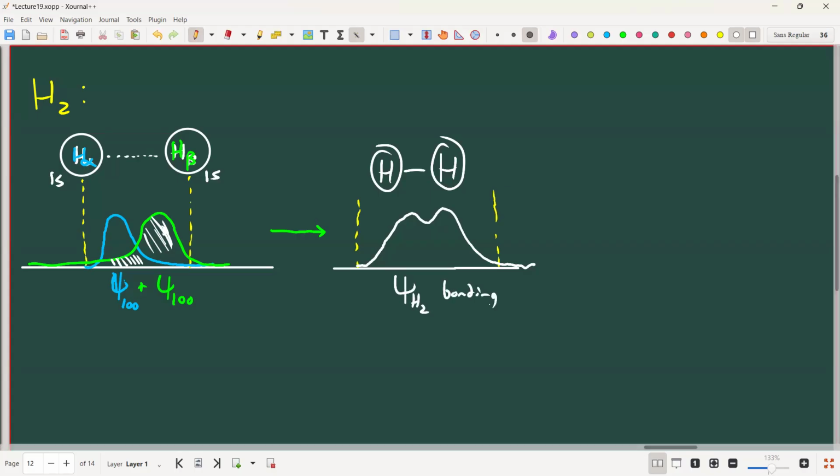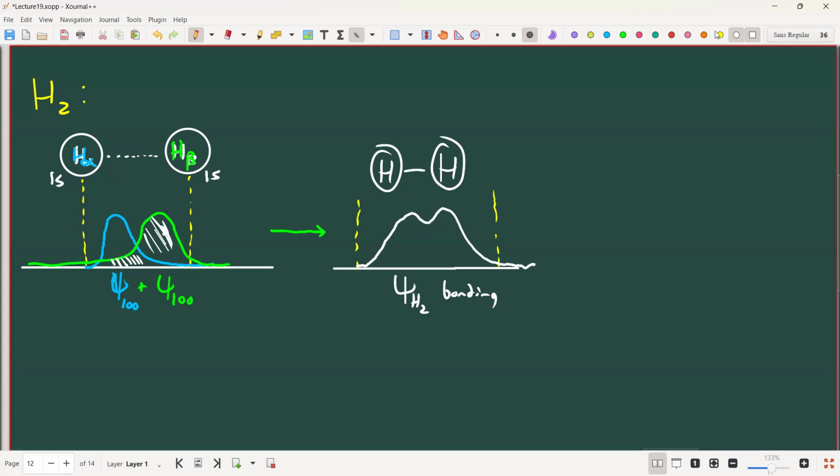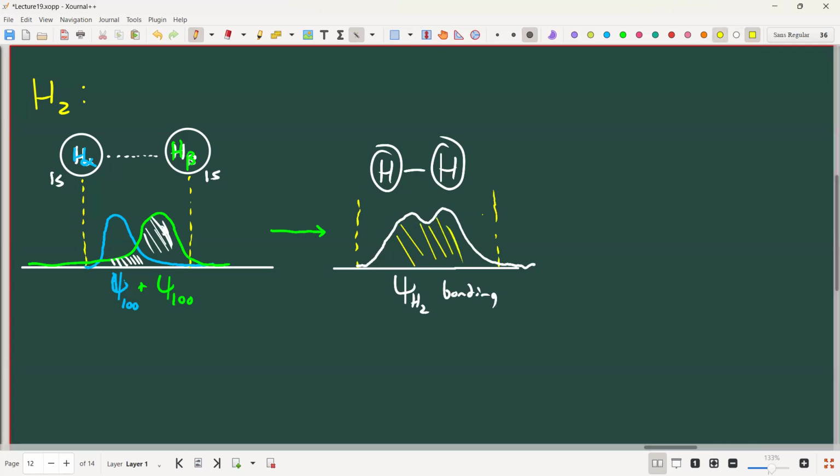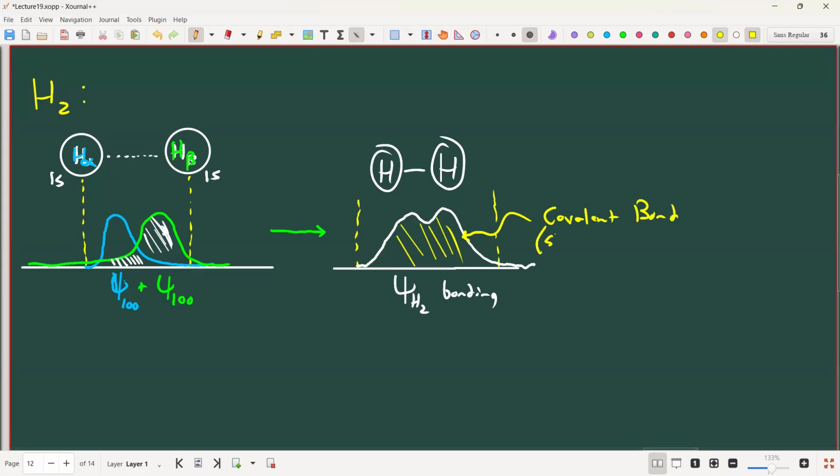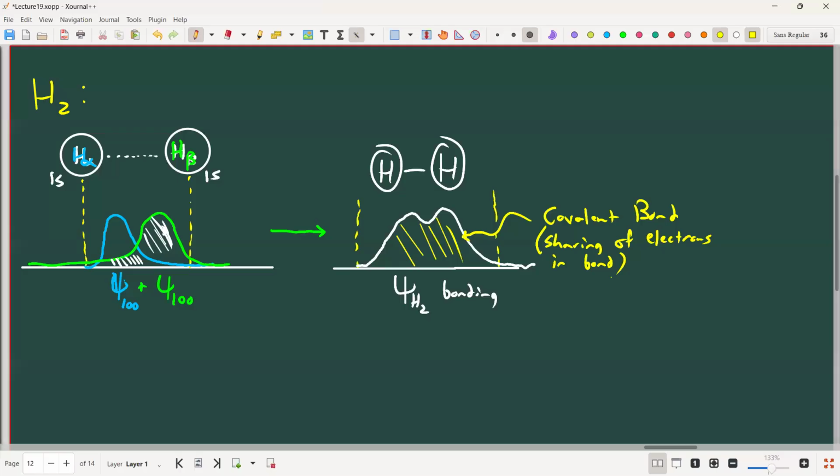And you have this nice overlap between the two functions. You have lots of probability in the center. This is covalent. This is a covalent bond. You have sharing of electrons in the bond. Equal sharing. And they just add naturally, because they're both positive and they both roll off around the same place together. So they just add together constructively. You get a really nice stable bond between H2.